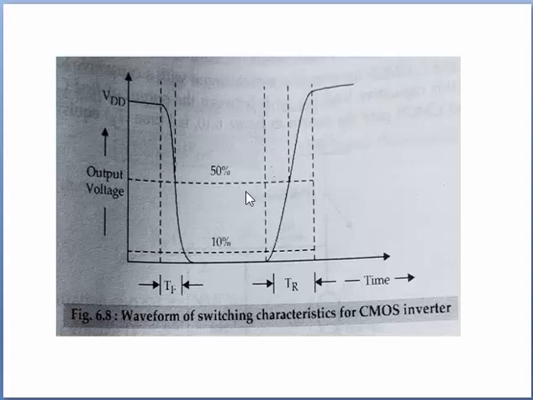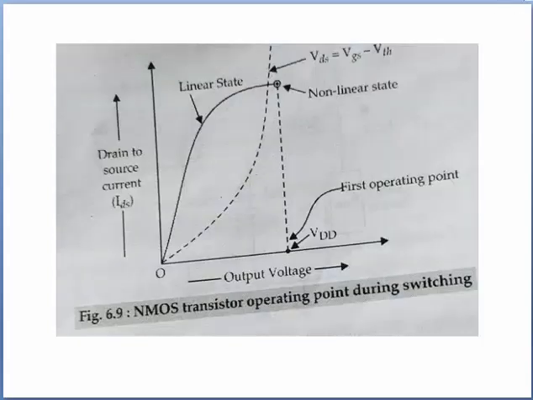Now the difference between low to high delay time and high to low delay time is as shown in this figure. Then the VI characteristics of the NMOS transistor's operating point during switching is shown here. This is the NMOS transistor operating point during switching. This is the nonlinear state, meaning saturation state, and this is the non-saturation state.